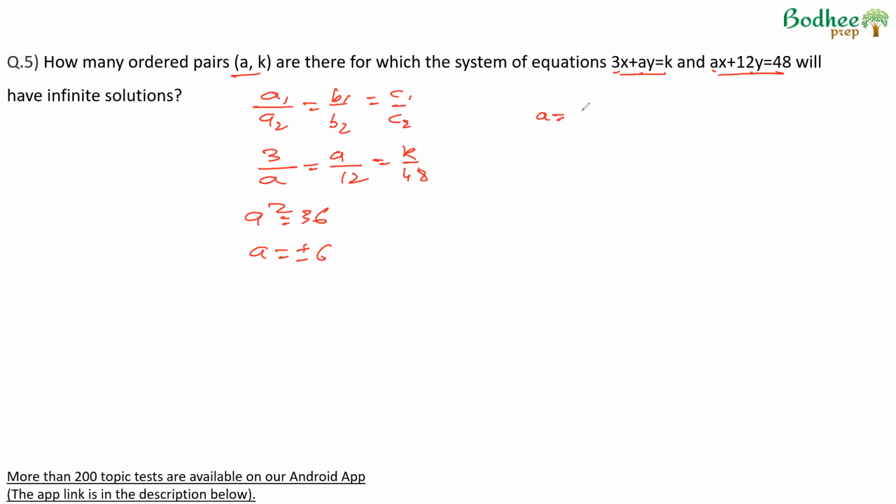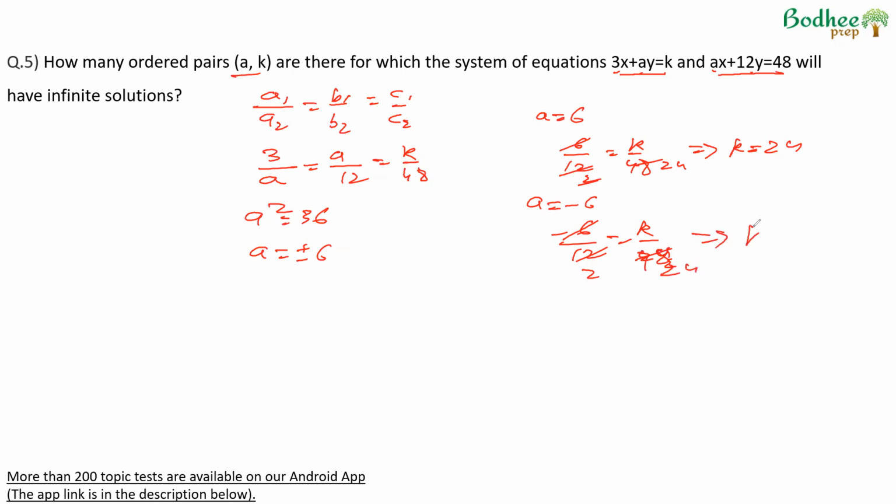Now when a is 6, we will have 6 by 12 is equal to k by 48, so k will come out to 24. When a is equal to minus 6, we will have minus 6 upon 12 is equal to k by 48. 6 12s are 72... 12 times 4 is 48, so k will come out to minus 24. So two solutions are there, (6, 24) or (minus 6, minus 24). In both the cases, we will have infinite solutions.